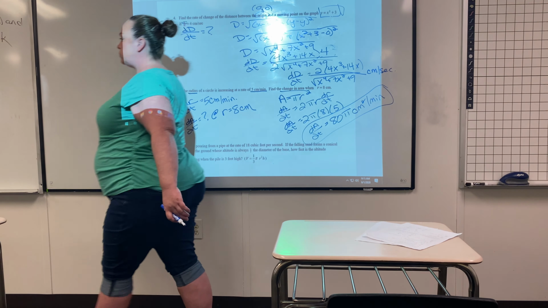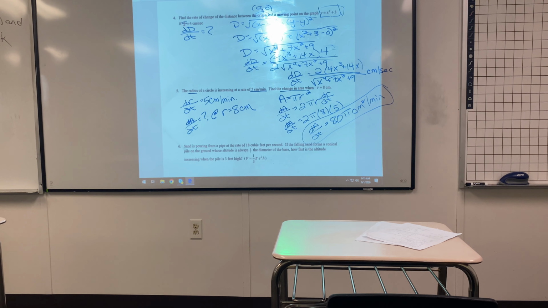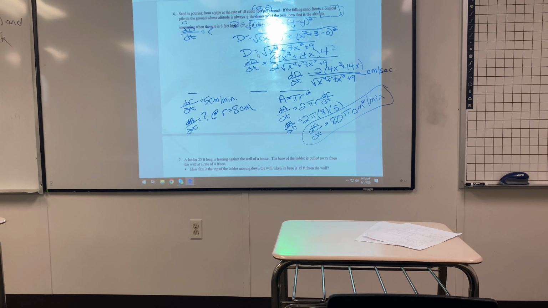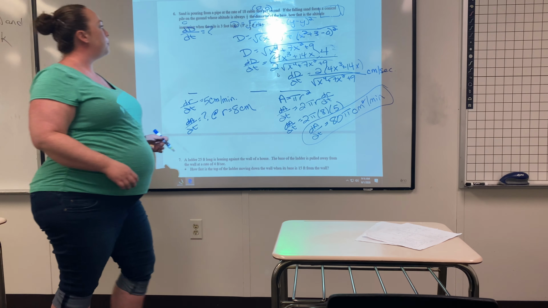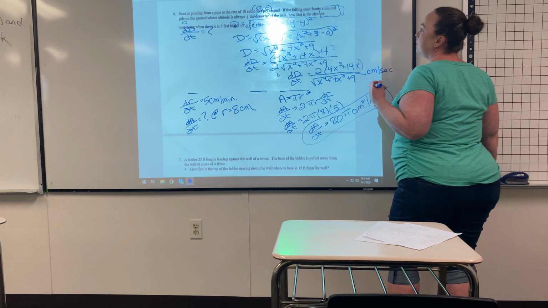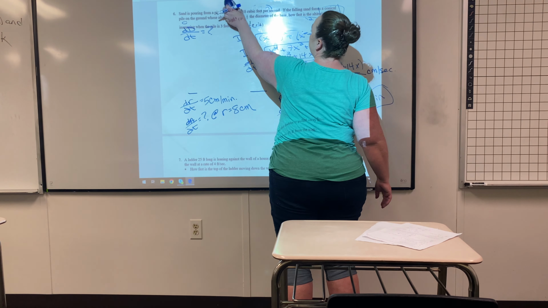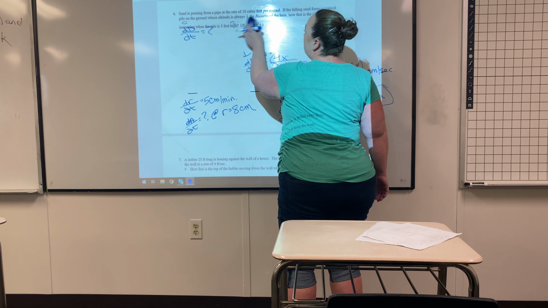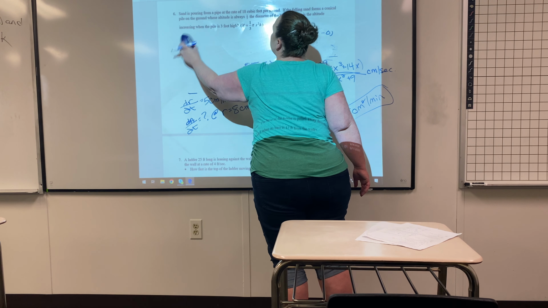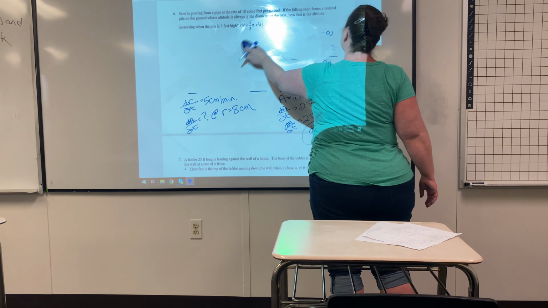Okay? 6. So sand is pouring from a pipe at a rate of 18 cubic feet per second. If the falling sand forms a conical pile on the ground, whose altitude is always 1/5 the diameter of the base. How fast is the altitude increasing when the pile is 3 feet high?